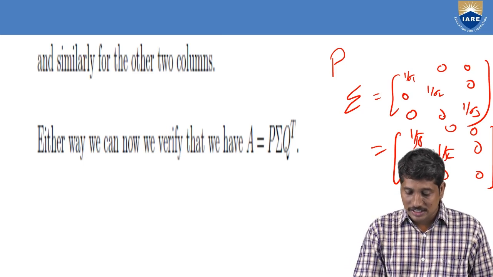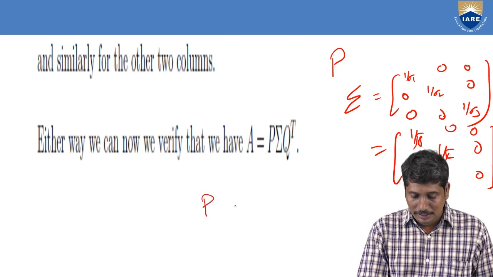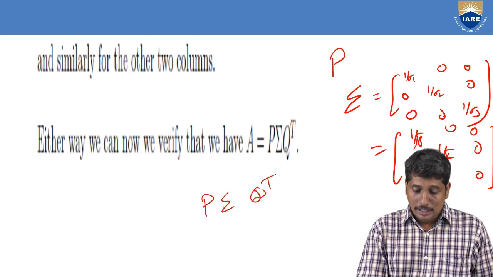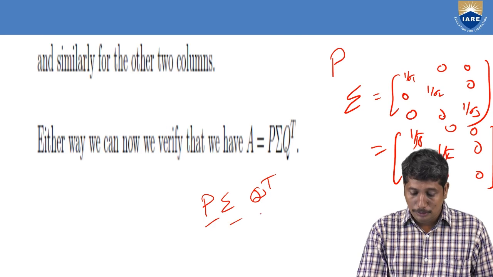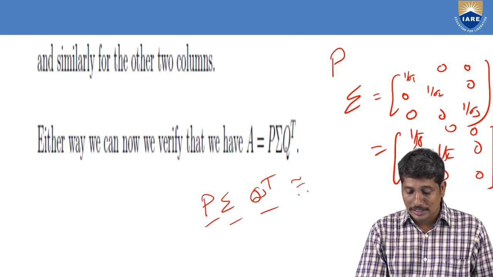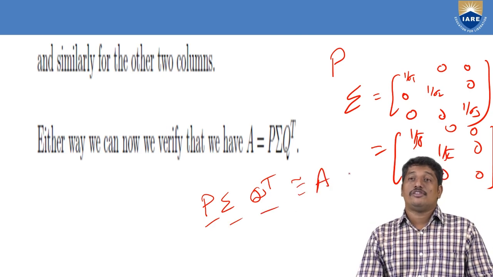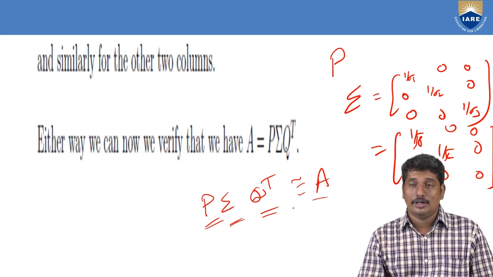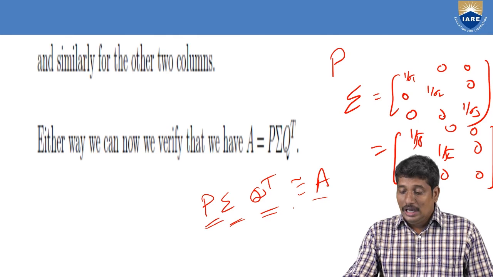Okay, this is our sigma, and we have calculated P, and we have calculated Q, and we can write Q transpose. And if you check P into sigma into Q transpose, we'll approximately get the original matrix A, and we have successfully decomposed A into the product of three matrices P, sigma, Q transpose.